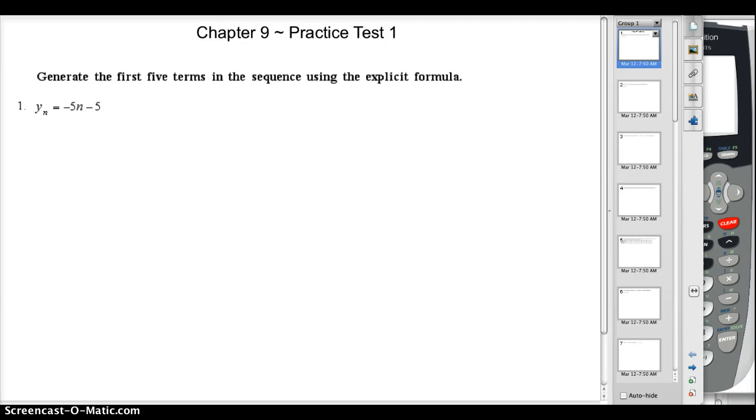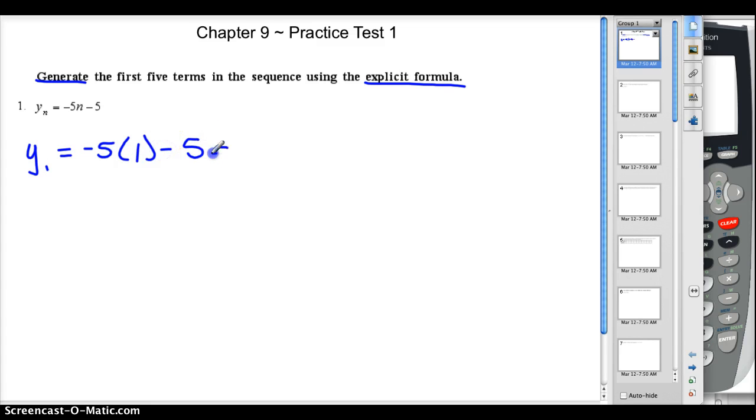In problem number 1 of our practice test 1, we are asked to generate or find the first 5 terms using the explicit formula. So we're given a formula. Let's find our first term, y sub 1, would be negative 5 times 1 minus 5. So it would be negative 5 minus 5, or negative 10.